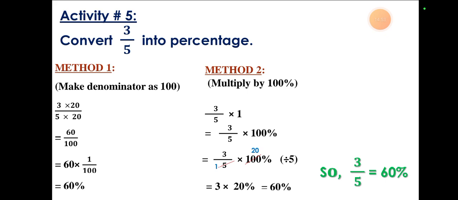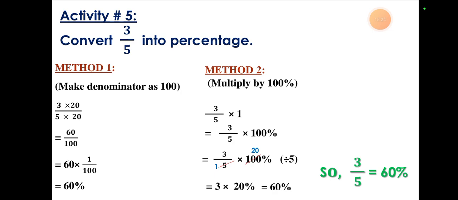So there are two methods to do that. In the first method, we make the denominator 100. How? If that number can be converted into 100 by dividing or by multiplying, then we use method 1, that is make the denominator 100. So 3 over 5 multiplied by 20 over 20, we multiply both numerator and denominator, so we get 60 over 100. That means 60 multiplied by 1 over 100 equals 60%.